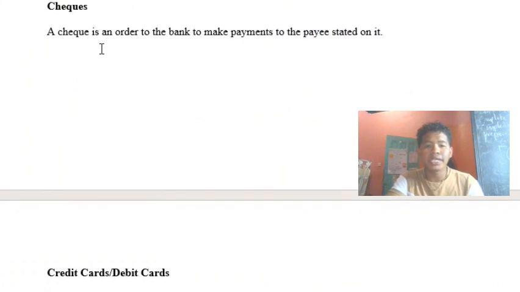So a check is an order to the bank to make payments to the payee stated on it. That's what a check is. It could be on paper. It is not literally the physical money at hand. If I were to write a check, I would write it with the amount, and then if I were to show it to the bank, they would have a responsibility to pay the payee that amount.